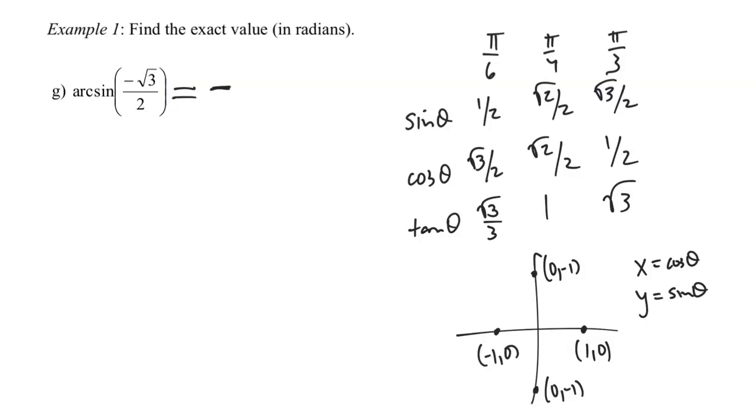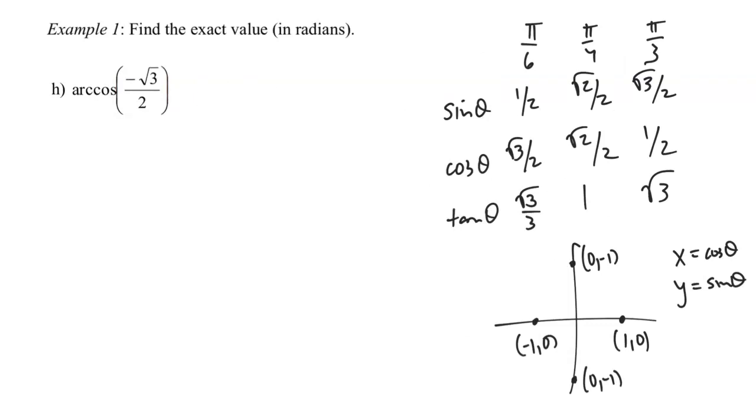Now, which angle has a sine value of square root of 3 over 2? Well, here's sine, here's square root of 3 over 2, and that's the angle pi over 3. And so your answer here is going to be negative pi over 3.